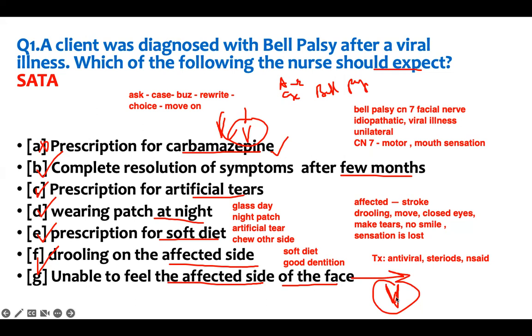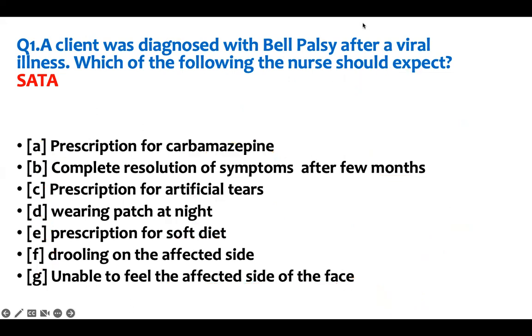So if I see this, you always watch out for the things they will confuse you with in a select all that apply. And that is exactly what I did. That feeling on that side is mostly sensory and is by trigeminal neuralgia. So those are our answers. And that's the question on Bell palsy. You don't need to read anything anymore about Bell palsy. That's all you need to know about it.